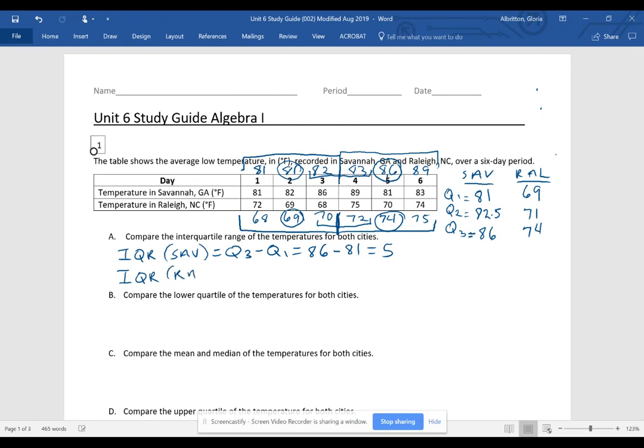The IQR for Raleigh, again, is whatever the quartile 3 is minus quartile 1. And that will be 74 take away 69. And again, we have 5. So it seems that they are the same. So when we compare them, they are the same.